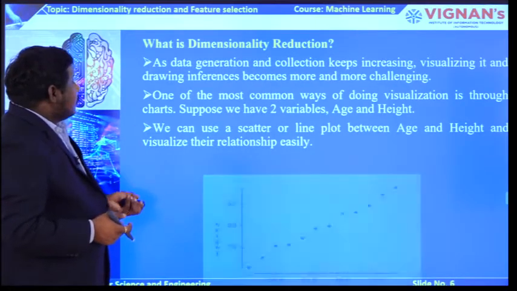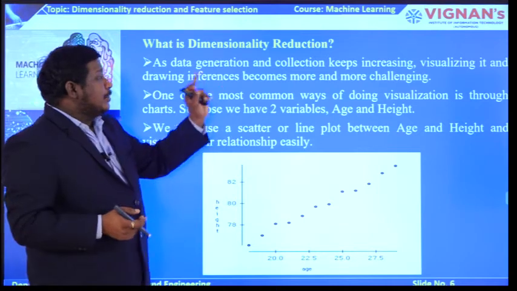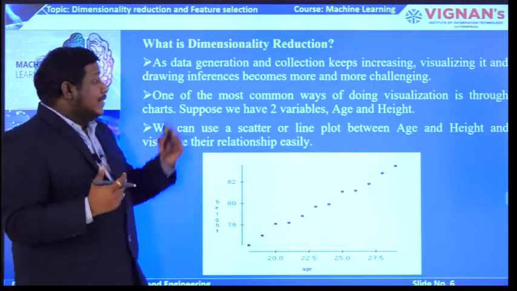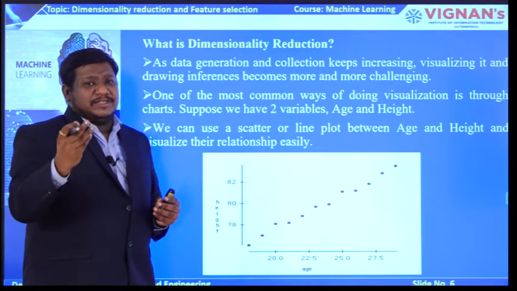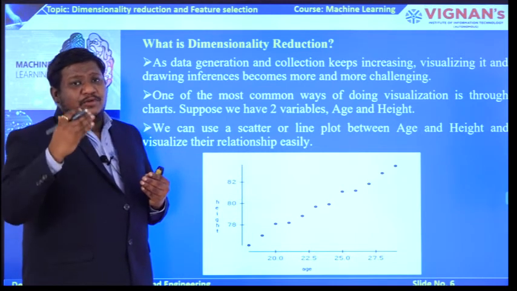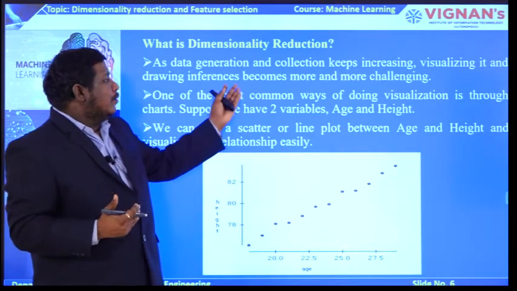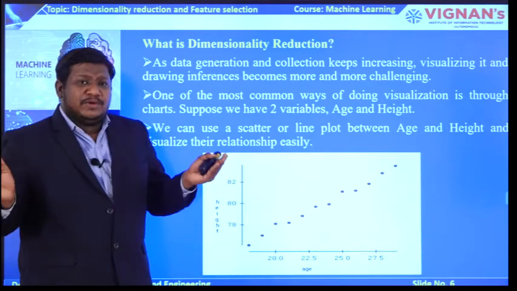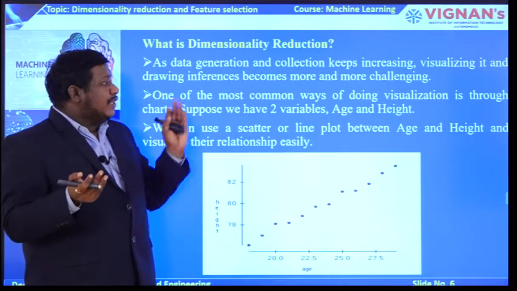See, this is another best example. You can understand it better this way. As data generation and collection keeps increasing, visualizing it and drawing inferences becomes more and more challenging. As data is increasing from day to day, whenever you need to develop some inferences or interpretations from the data, that means some understanding from the data, about a customer or a user or a person in the database you want to analyze, it becomes challenging day by day, because the volume of data you need to process for that particular user keeps increasing. So, that is the main problem here.